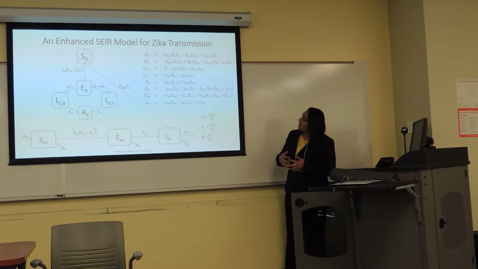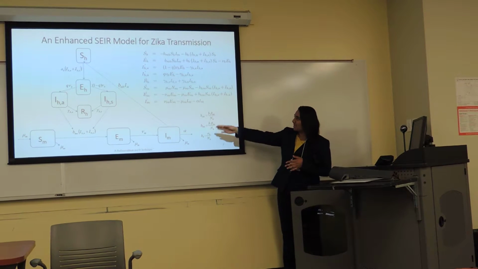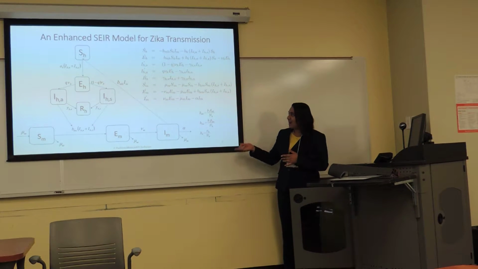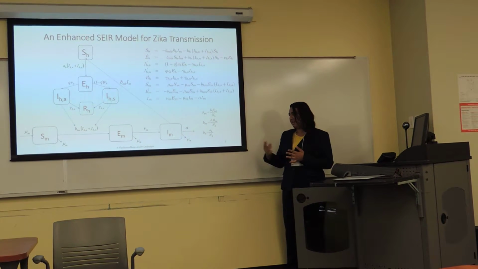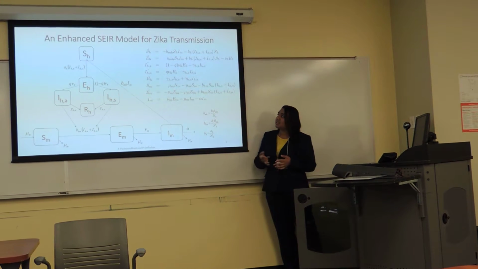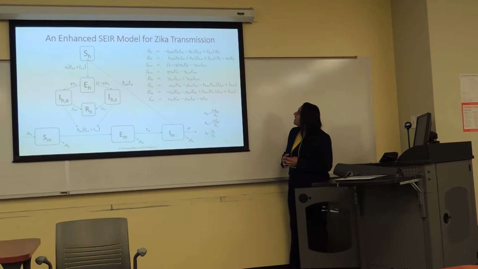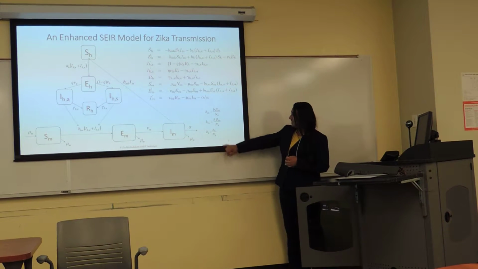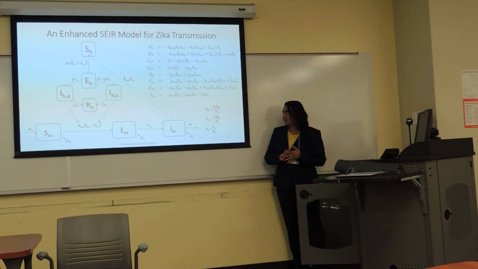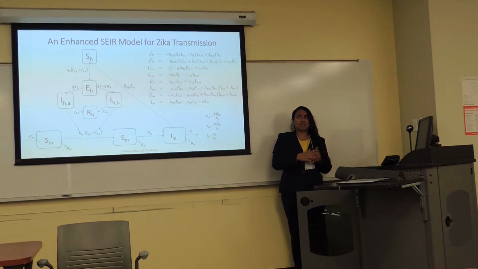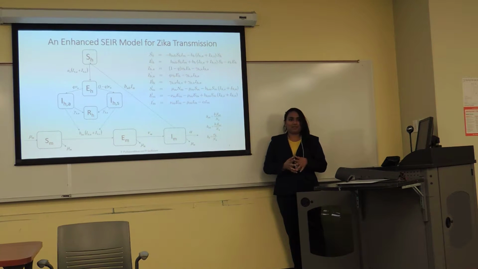So we also see this long diagonal arrow pointing from IM to SH. That's describing the human-vector interaction between the infected mosquito and the susceptible human. And here you see this term VMH, and that's made up of a transmission rate from the mosquito to the human and the biting rate of the mosquito.